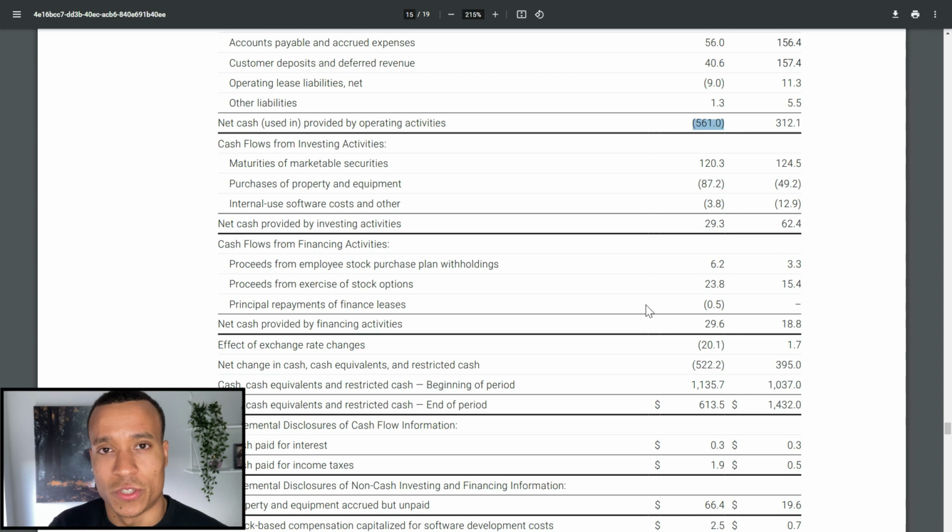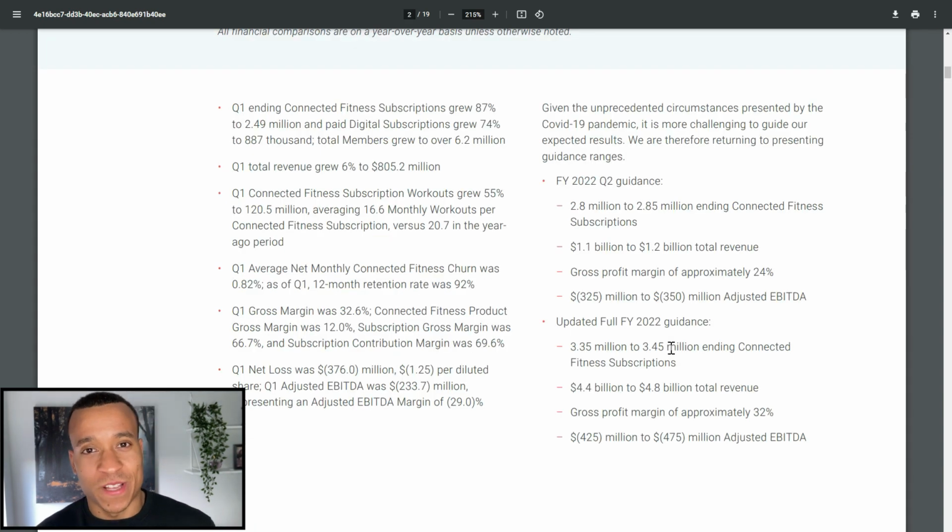So again, not a good sign. But it's not just the fact that it was a bad quarter, which is why we've seen a 31 or 32% decline in their share price in the after hours, right? The key reason, or one of the key reasons, is the fact that they have updated their full year FY22 guidance, and we can see that they're actually now forecasting between $4.4 and $4.8 billion in total revenue.